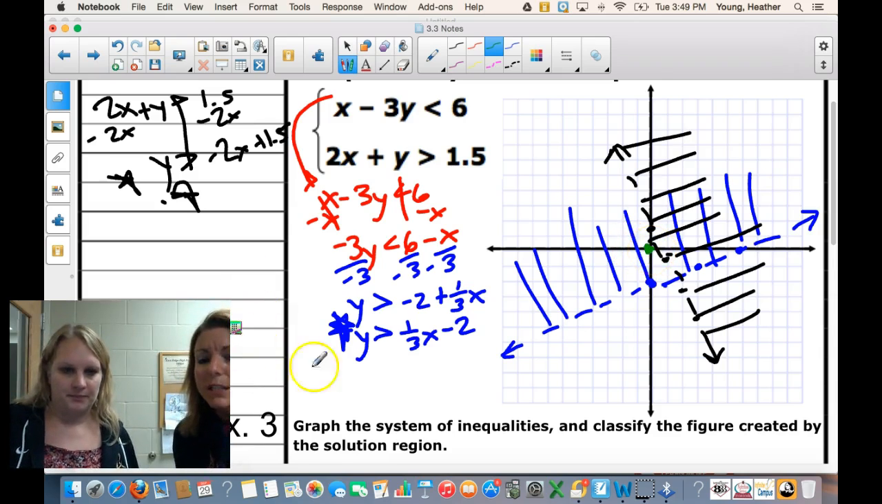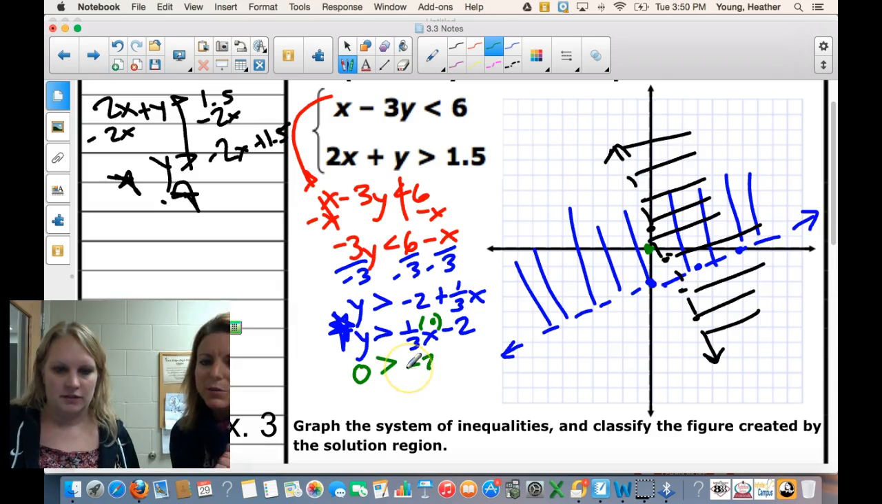So if we plugged 0, 0 into the blue line, if I plug in 0 here, I get negative 2. Is 0 greater than negative 2? It is. Yes. And look at that, we're shading that. Perfect. So that now works.